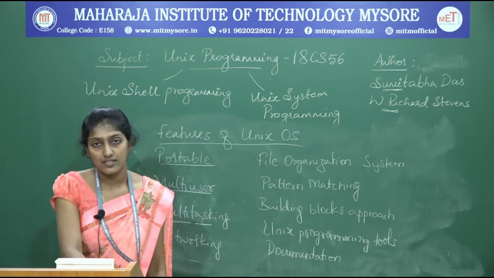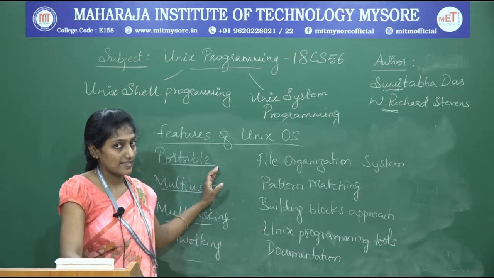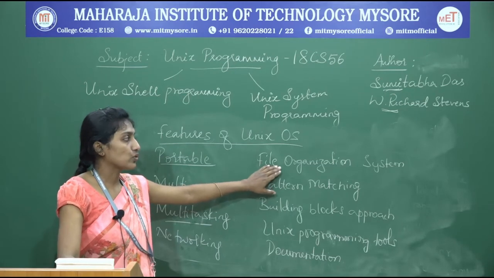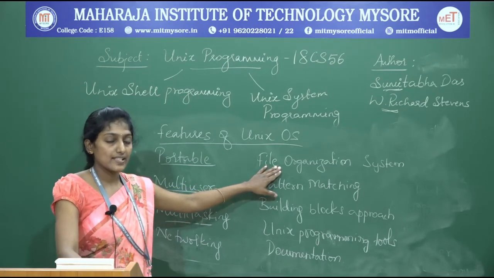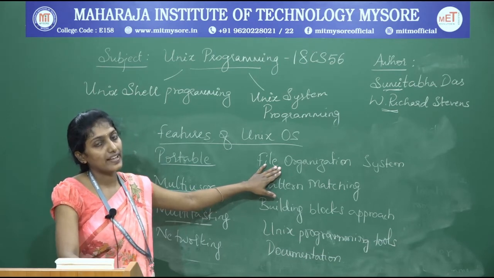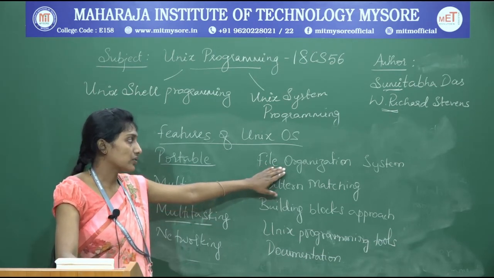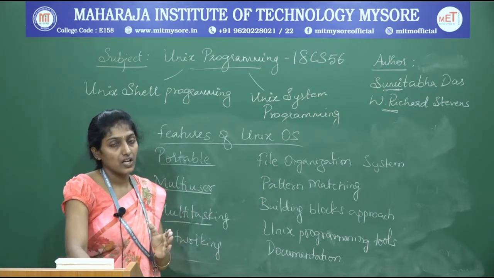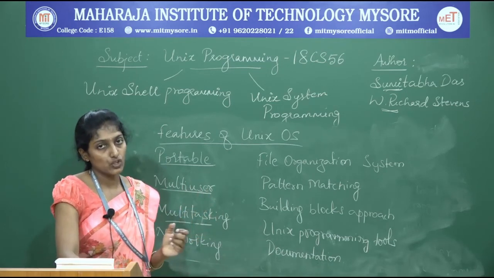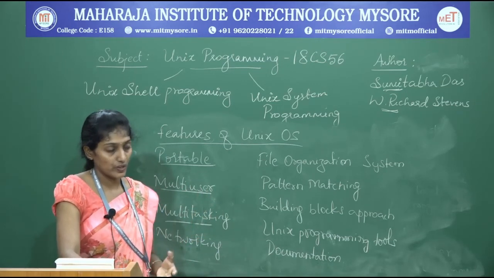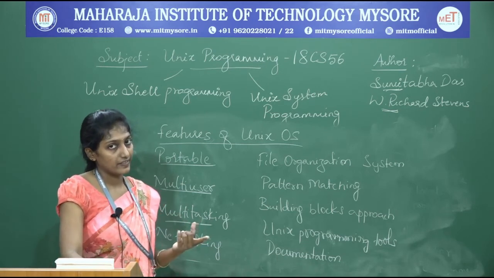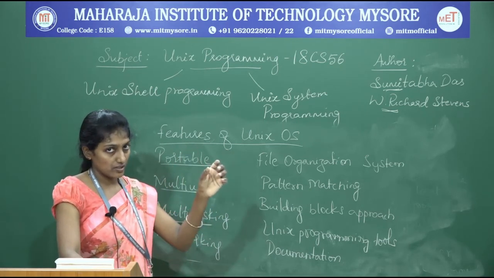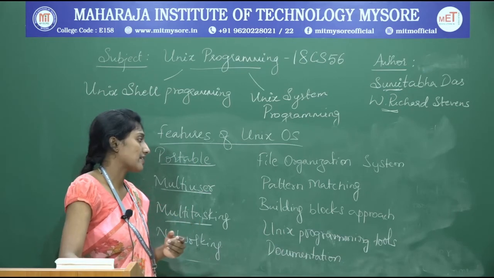Next is file organization system. As in the differences I explained, this is one of the most effective ways of organizing the file system in the Unix operating system. Under a single directory, all your files are stored hierarchically. Unlike the Windows operating system, where we have a C drive and D drive, here we have a single directory or file system, that is the root. Under that you place all your folders and files.